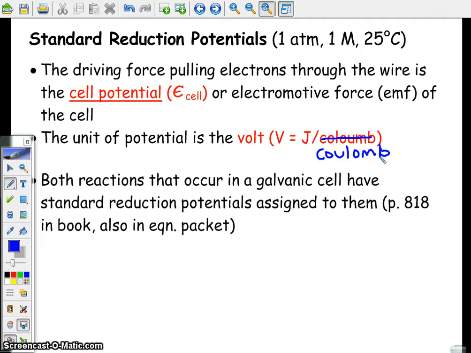And the back of the sheet I gave you has the list of standard reduction potentials from your book. So again, you don't have to flip back and forth during your homework. There's also a list on the packet you get for your tests, but the list in the book is more inclusive, and you're going to need that for some of the homework problems because they use that list.